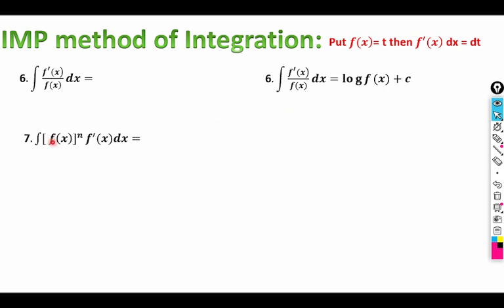Next, integral of f(x) raised to n into f dash x dx. Same thing, you will observe f(x) is present, f dash x is also present. So this is the substitution.